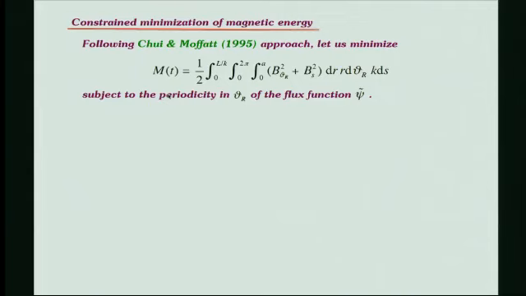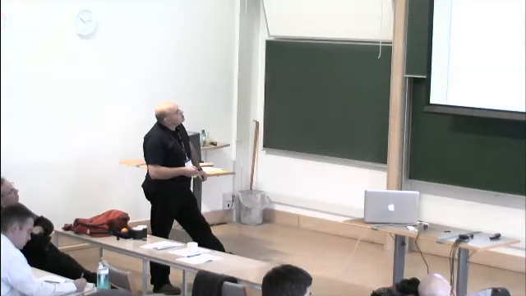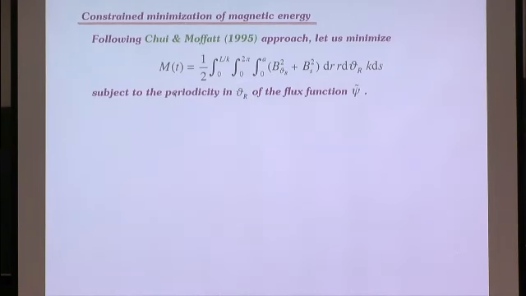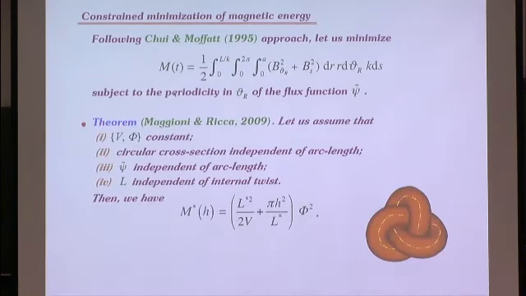So far, okay, but then we follow this approach by Chu and Moffatt for searching the minima constrained by the assumptions I told you, in particular the circular cross-section. And so we minimize these energy expressions subject to the periodicity of the flux function psi tilde. Psi tilde is just the fluctuating contribution from the flux that has, of course, net zero contribution to the total flux.